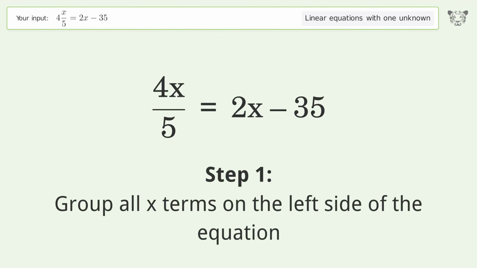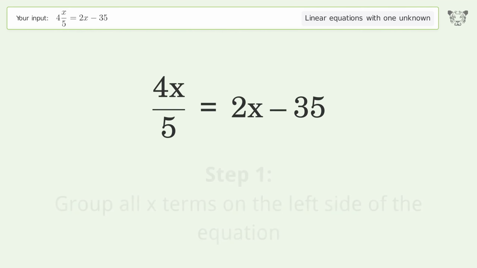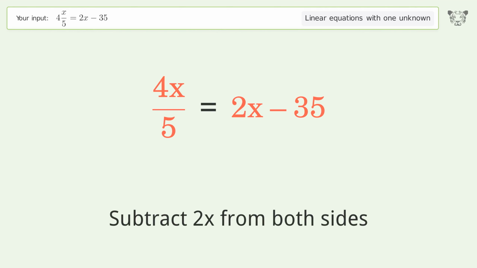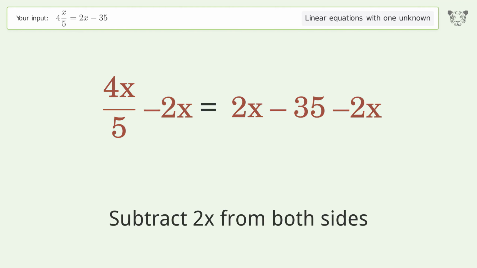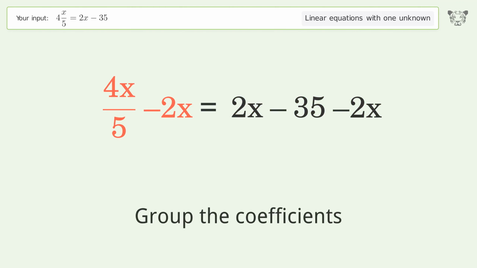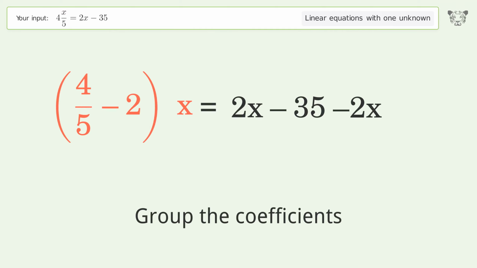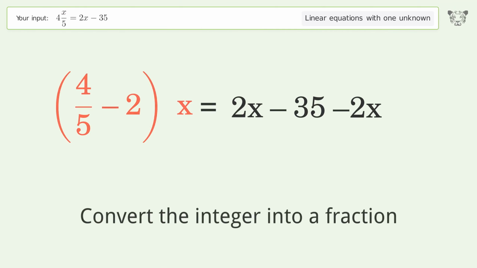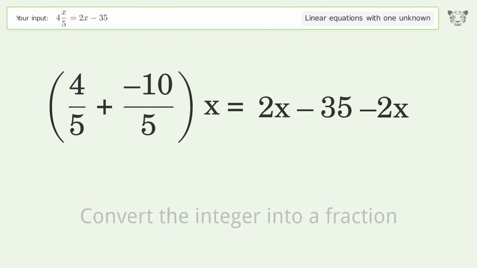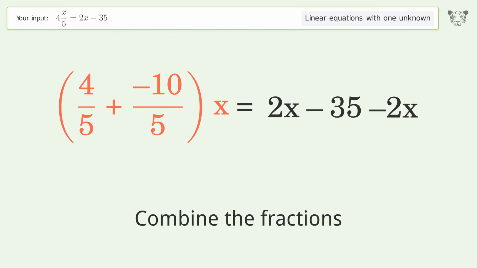Group all x terms on the left side of the equation. Subtract 2x from both sides. Group the coefficients. Convert the integer into a fraction. Combine the fractions.